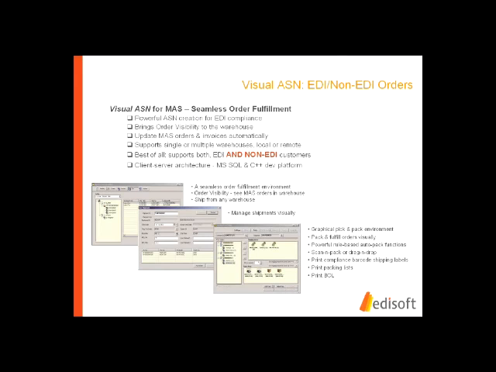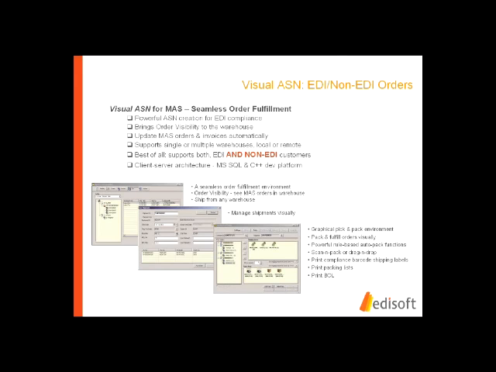In addition, it supports single or multiple warehouses, local or remote. Best of all, it supports both EDI and non-EDI customers. It has a client-server architecture and has Microsoft SQL as a backend.